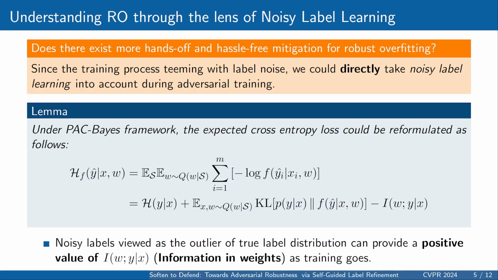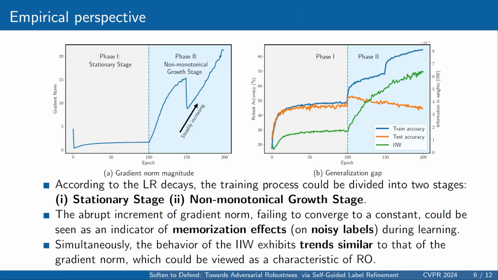The noisy label will tend to provide a positive value of mutual information about the label given X and the weights in models as the standard training goes. Then, we plot the mutual information about weights via taking some approximation to verify the wisdom when it comes to robust overfitting. The right figure sketches that the behavior of the IIW could be viewed as a characteristic of RO.